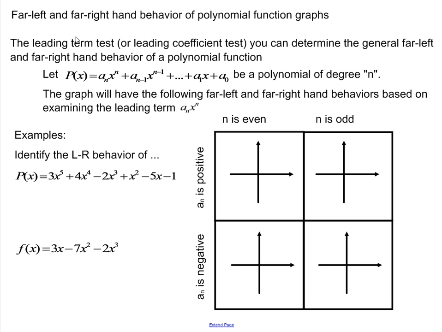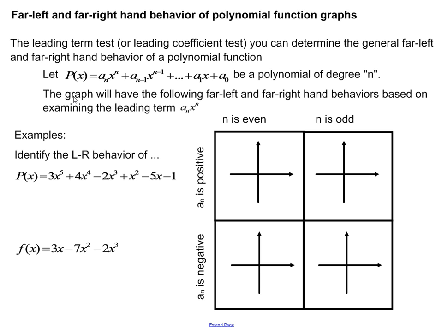Well, the very first thing we want to consider is something about the far left and right hand behavior of these polynomial function graphs. What could we expect? Well, one thing that we can expect right away is that if we look at a polynomial just based on the leading coefficient and on the power, the degree of that polynomial, we can determine generally what's going to happen to the far left and right hand behavior of the polynomial function.